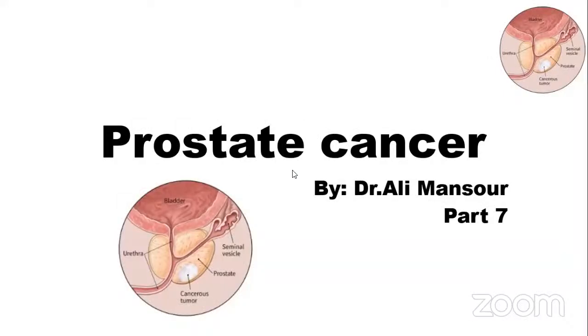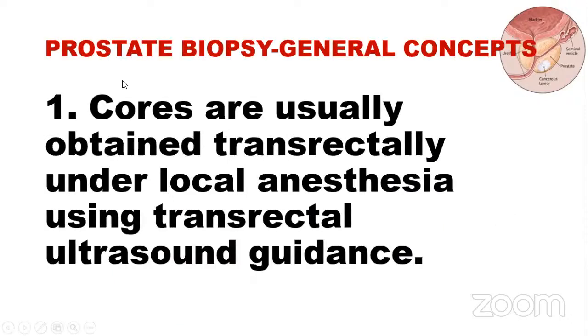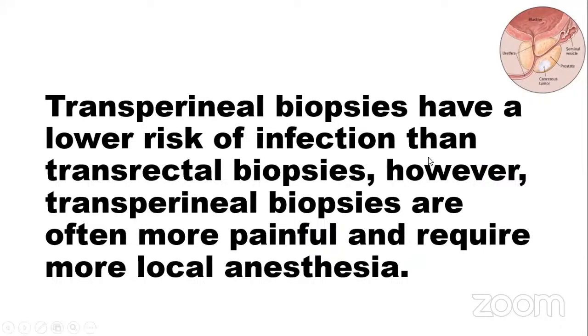Okay, we will start prostate cancer part 7. Prostate biopsy general concepts. A core is usually obtained transrectally under local anesthesia using transrectal ultrasound guidance. Transperineal biopsies have a lower risk of infection than transrectal biopsies. However, transperineal biopsies are often more painful and require more local anesthesia.